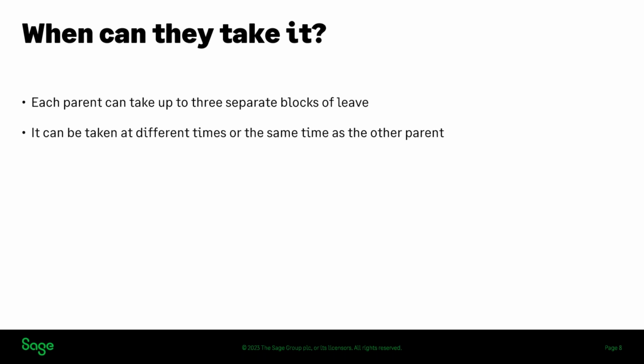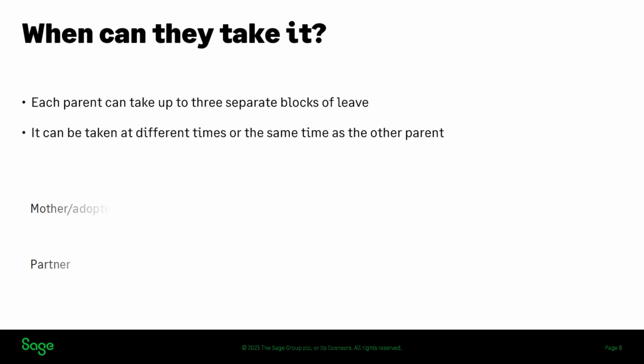So when can they take it? Well, each parent can take up to 3 separate blocks of leave. This can be taken at different times or at the same time as the other parent. So this scheme enables them to be off at the same time and both receive the statutory payment.